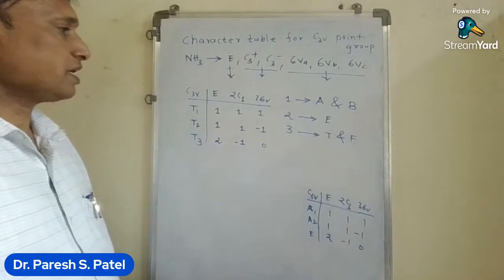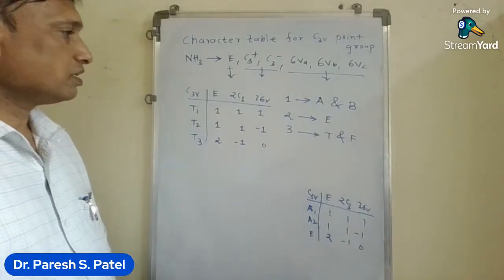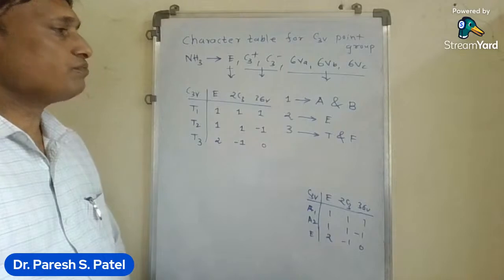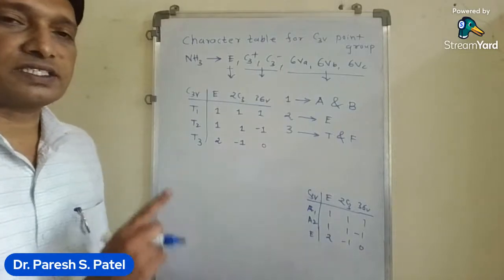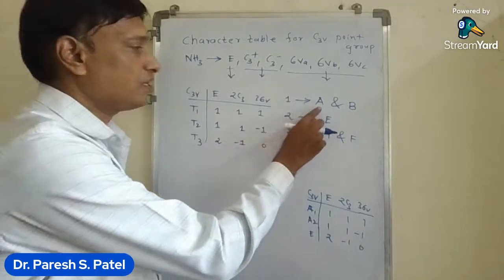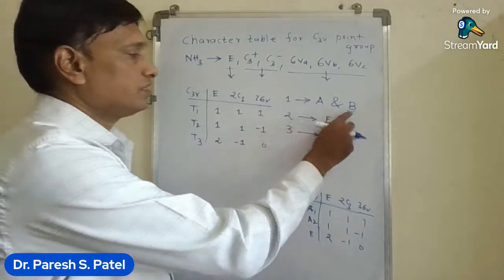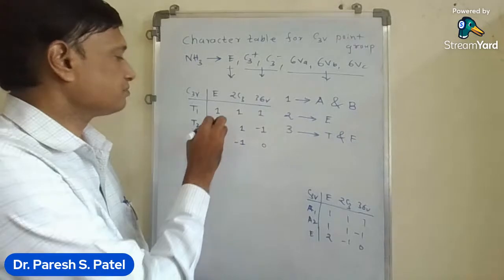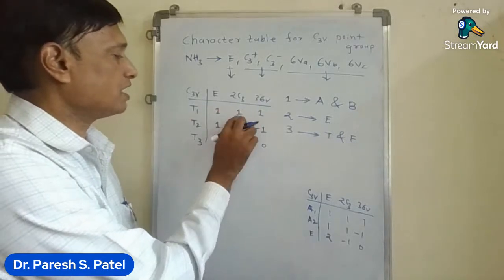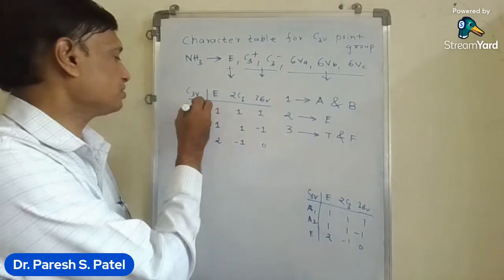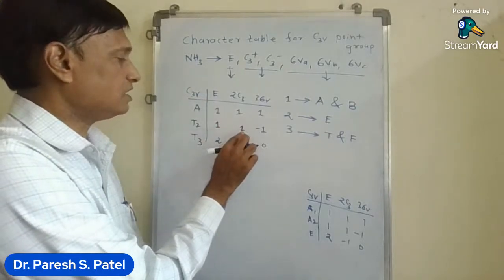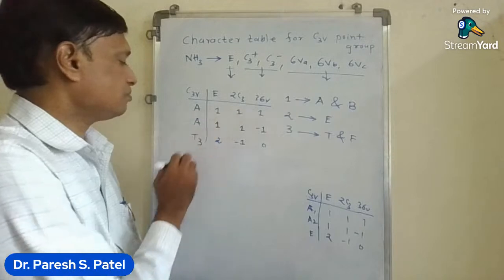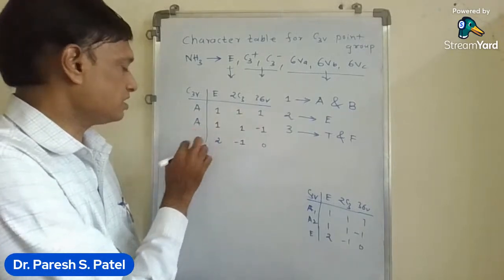Now, in case of A and B, if the character for the main principal axis is +1, then capital letter A can be used. If the character for the main principal axis is -1, then capital letter B can be used. Here, this is one dimensional and the value for character C3 is +1. It means A can be used. This is again one dimensional and the character for C3 is +1. It means A can be used. Now this is two dimensional, so E can be used.